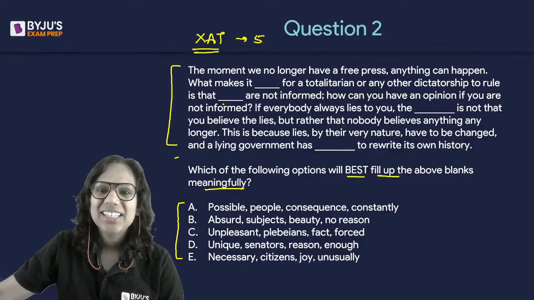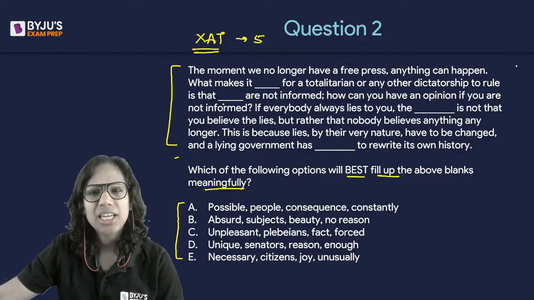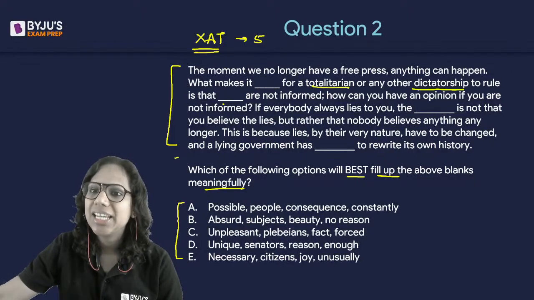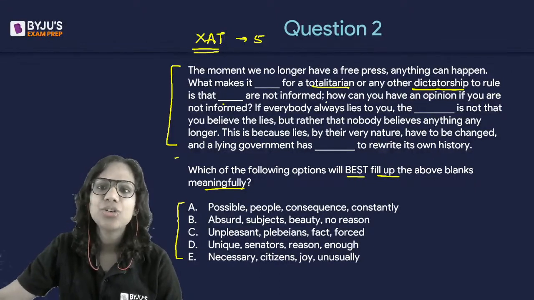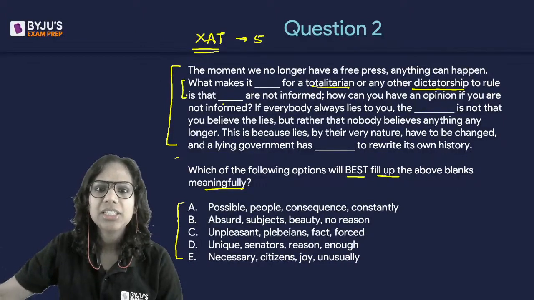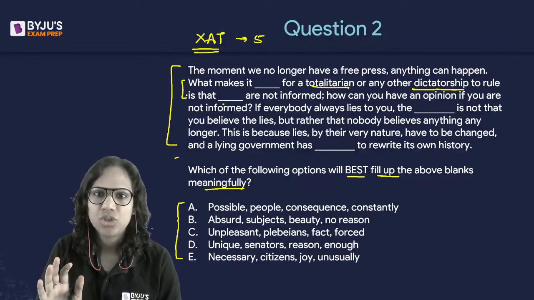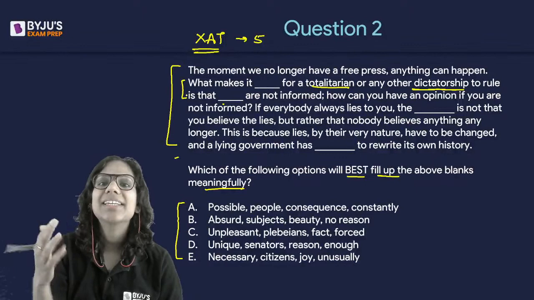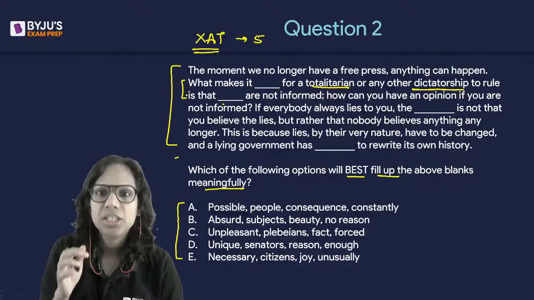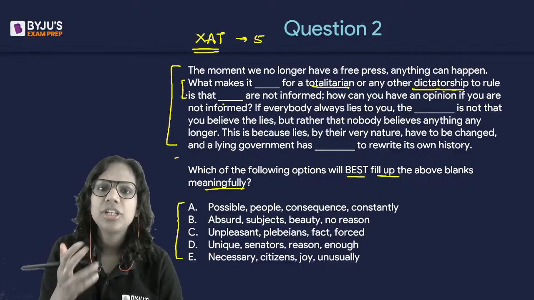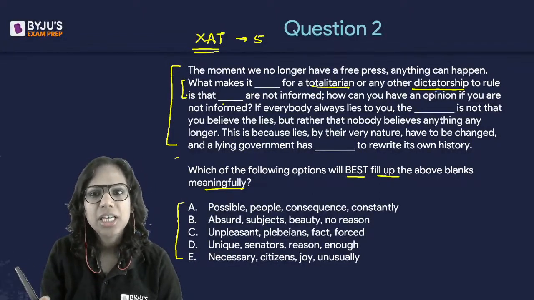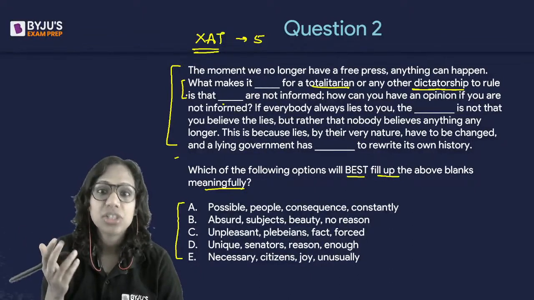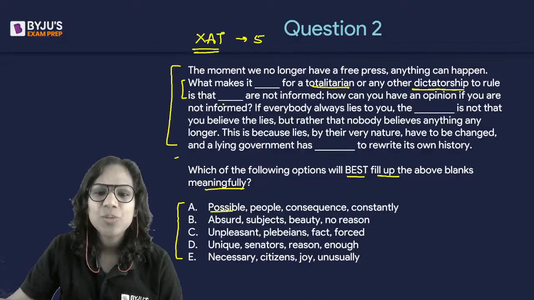The moment we no longer have a free press, anything can happen. What makes it dash for a totalitarian or any other dictatorship to rule is that dash are not informed. So we are saying that free press is very much required in a nation, because if you don't have free press, anything can happen, right? Then the author, as an example, presents to us the case of a dictatorship. So what makes it possible for a dictatorship to rule? That people are not informed. If people were informed, then they would not allow the dictator to rule, right? If they were informed of the injustices. So what makes it possible?